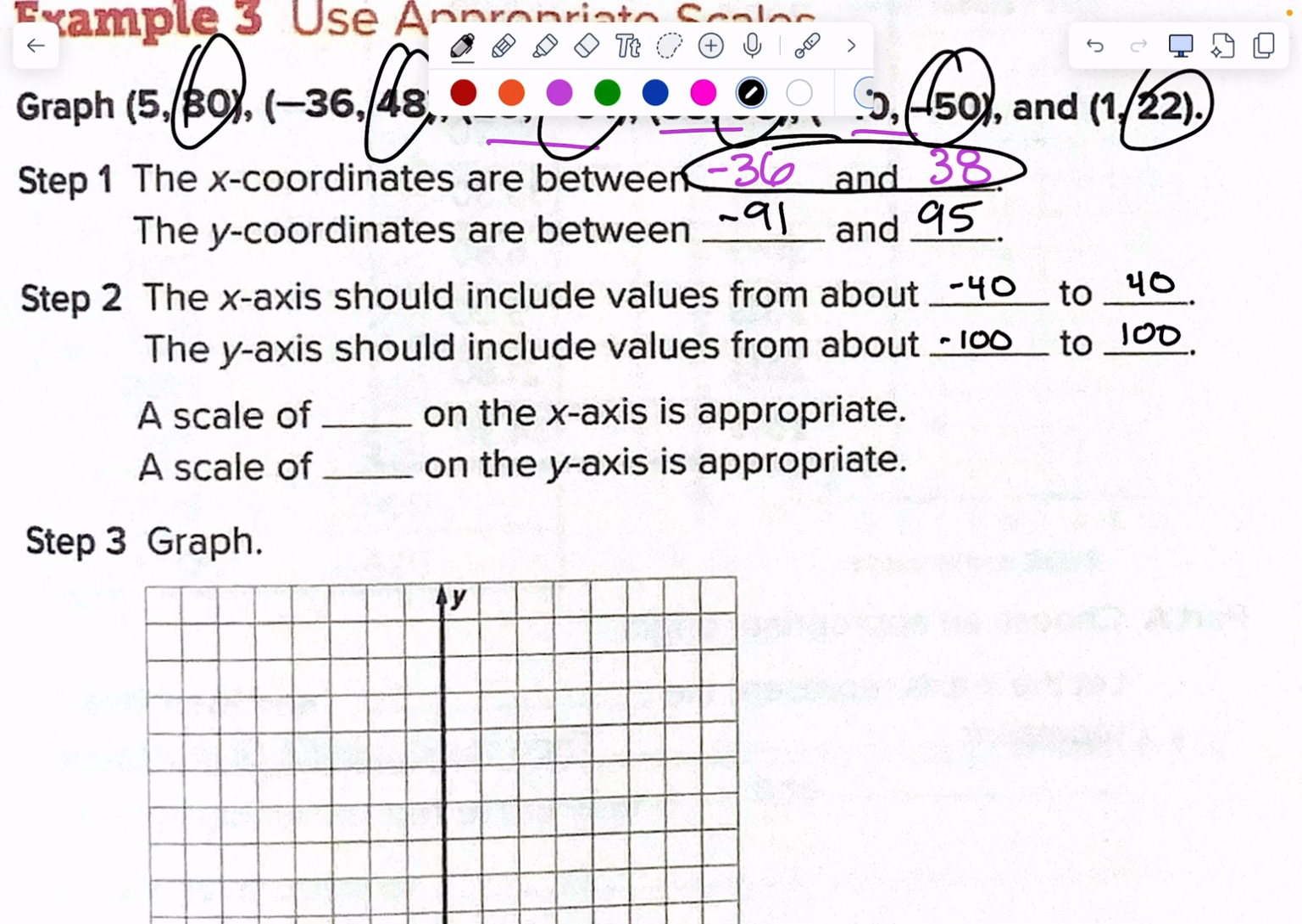What should we go by on the x's? It would have to be either 2s, no, because 5 doesn't go into 2. I want to go by 4s. I want to go by 5s. I'm going to go by 5s on the x-axis. And then what about on the y-axis? Let's go by 10s on the y-axis.